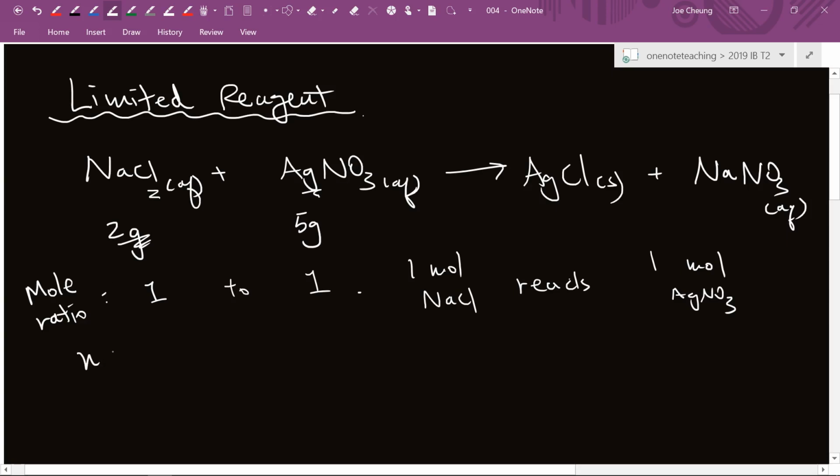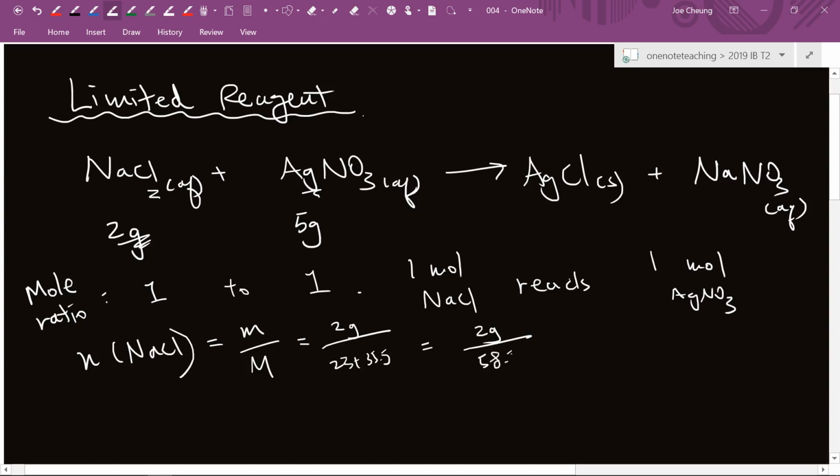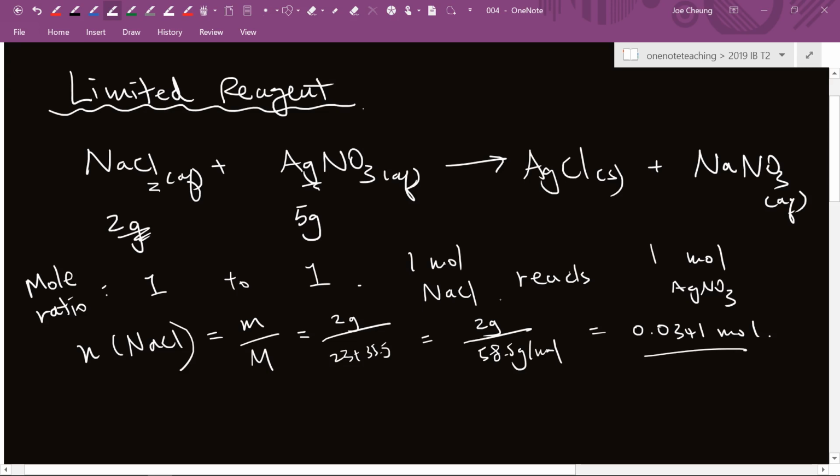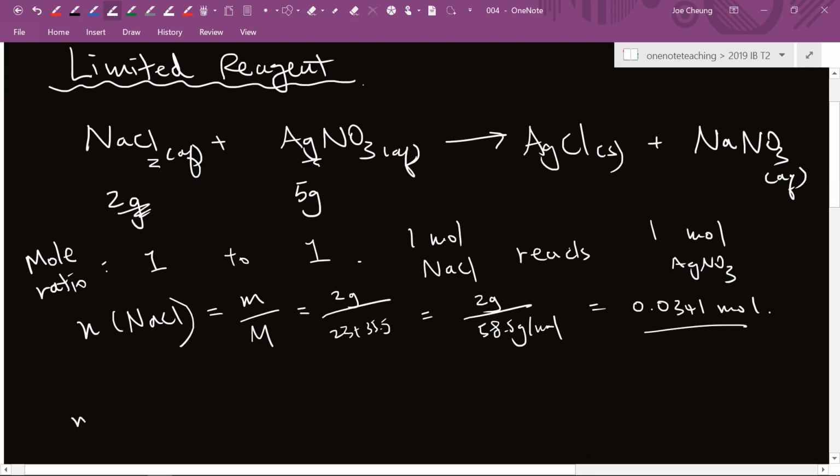To convert sodium chloride into number of moles, NaCl, the formula we need to use is mass over molar mass. The mass that we have for sodium chloride is 2 grams, and the molar mass is 23 plus 35.5 from the periodic table. We've got 2 grams over, if you add those up, a molar mass of 58.5 grams per mole. Then we find that the number of moles for 2 grams of sodium chloride is 0.0341 mole, right? That is the amount of NaCl that we have.